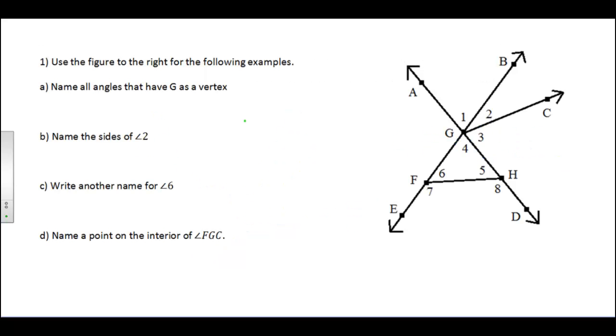Let's try a few example problems. The first example, name all the angles that have G as a vertex. There's 5 angles here that are fairly obvious that have a G as a vertex. The first, angle AGB right here, I can call angle AGB or angle 1. For simplicity, I'm just going to call it angle 1. There's 4 other angles going around that are just as obvious. They are angles 2, 3, 4, and this unnumbered angle over here. Since it doesn't have a number, we'll have to use the 3-letter method and call it angle AGF.